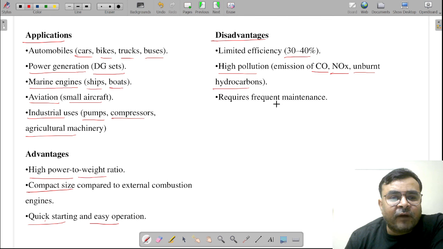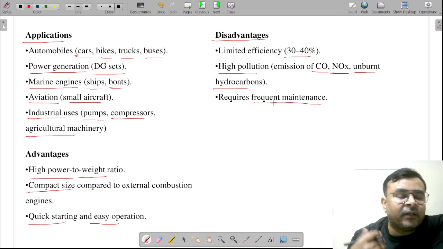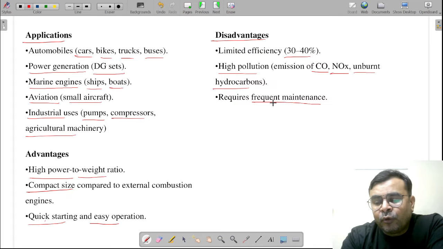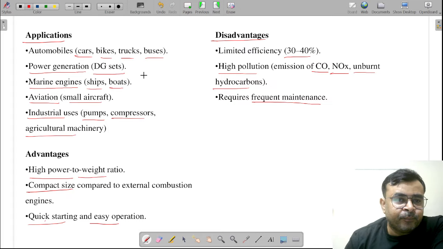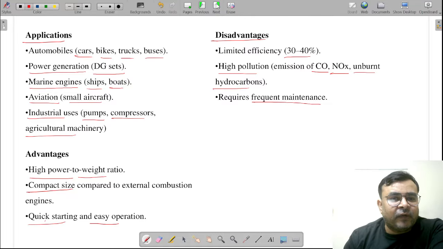And it requires frequent maintenance. Obviously, you know, if you run the bike, then every 3 or 4 months you need to go to the service station, okay? So these are some advantages, disadvantages, and applications of the IC engine.